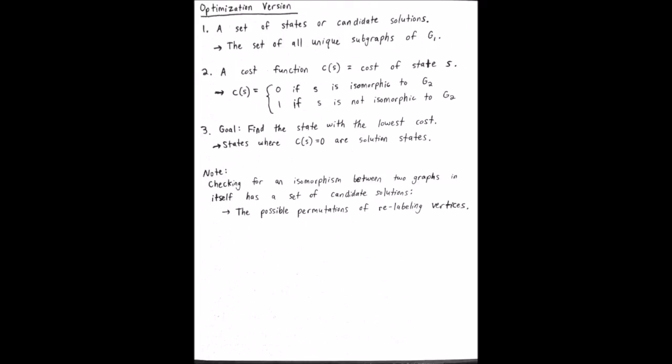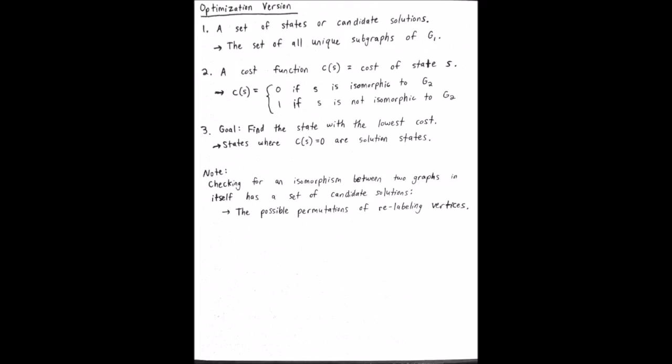We can look at the different states, because there's the set of all unique subgraphs of G1. G1 can have many different subgraphs, but there may only be one, or perhaps more than one, subgraph of G1 that is isomorphic to G2. So those are the different candidate solutions.